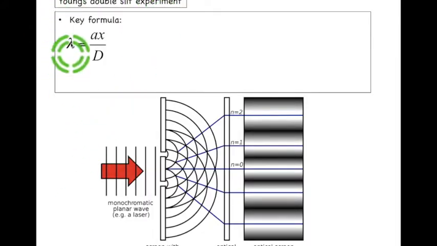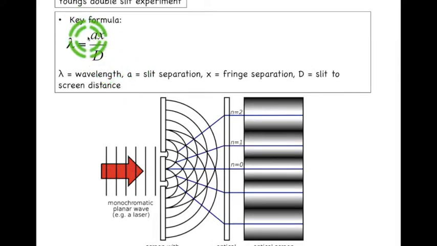Young's double slit experiment has a key formula. Lambda, the wavelength, measured in meters, equals A, the slit separation, times X, the fringe separation, divided by D, the slit to screen distance. What is fringe separation? Fringe separation is the distance between adjacent bright spots. If we take the center of the first bright spot to the center of the next bright spot, that is the fringe separation, which ought to be equal distances.